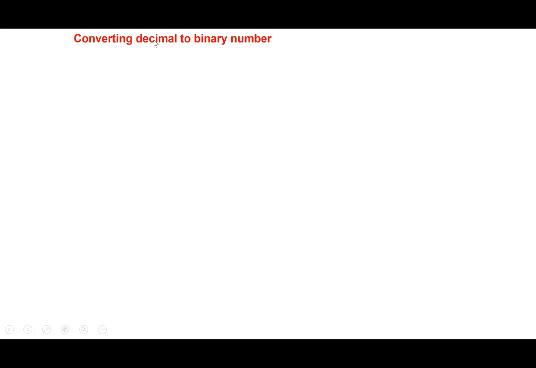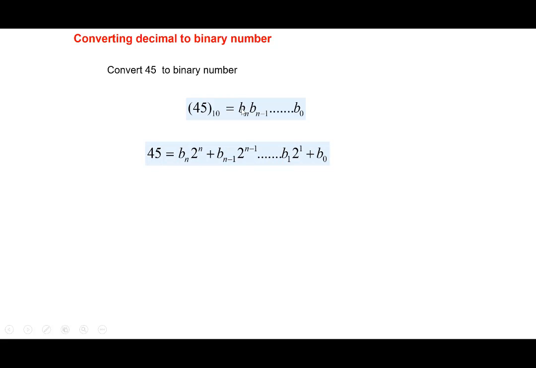How do we convert a decimal to a binary number? For example, if you have to convert 45 in decimal notation to a binary number, so 45 to the base 10, and the binary number, let's say, consists of n digits. We don't know how many digits there are, so let's say n digits: b(n-1) up to b0. B0 is what we call the least significant bit, and the last one is what we call the most significant bit.